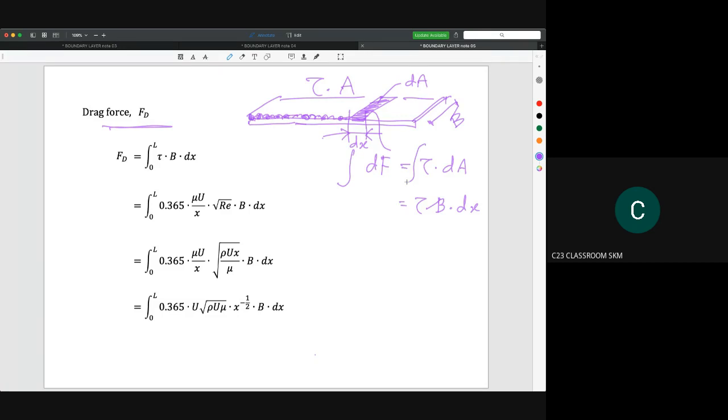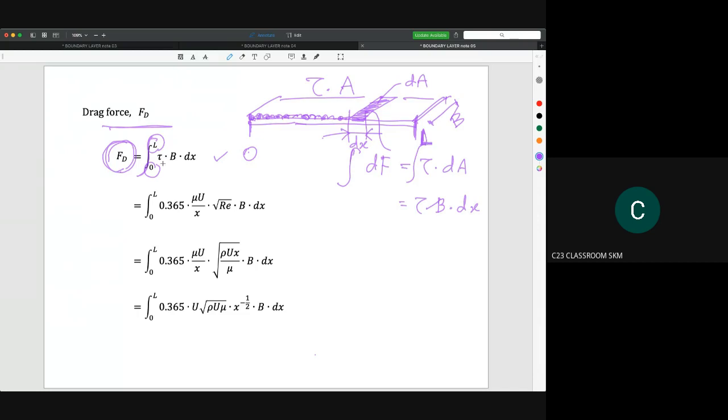To get the total force, we integrate both sides, left and right. The integral of dF becomes the total drag force, and the integral of the right side is the integration of tau B dx. Every integration must have limits, so the limit is 0 to L. 0 is here, and at the end we denote L, for length. So 0 to L covers the total length of the flat plate.